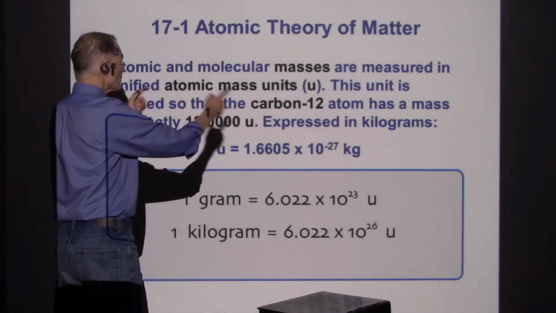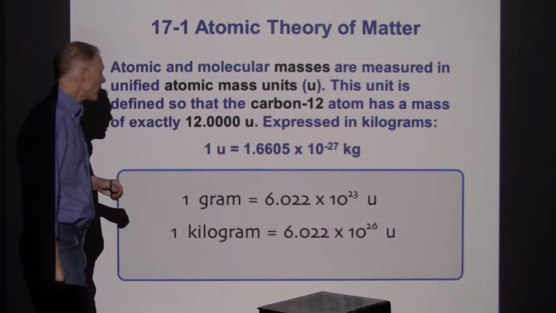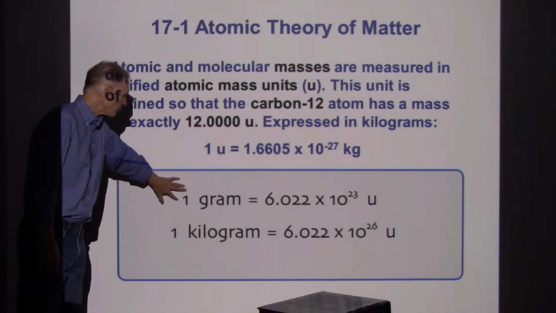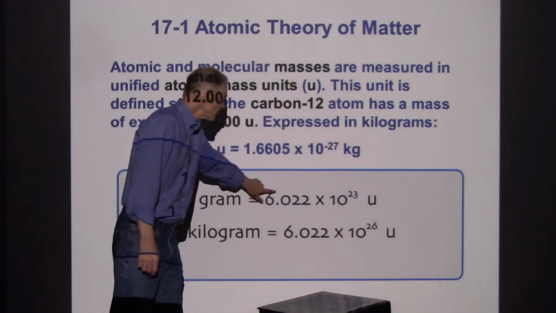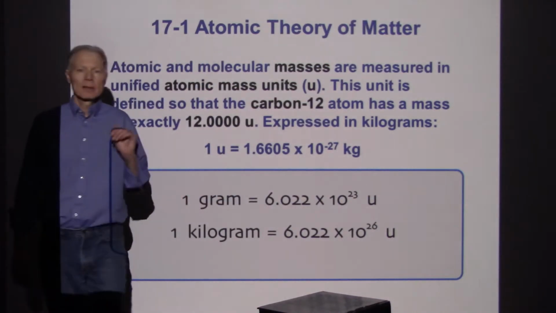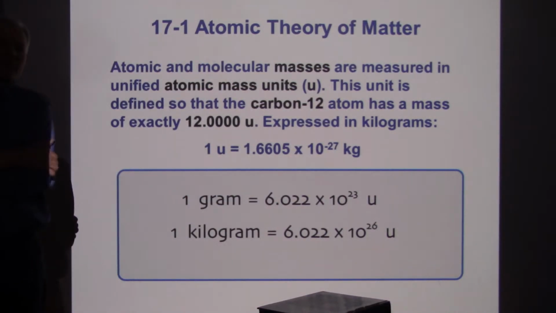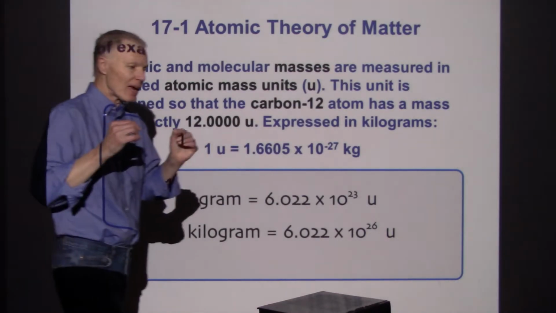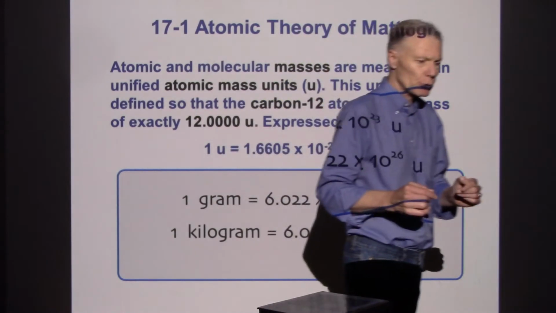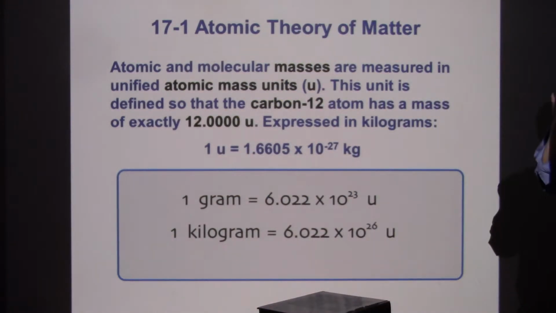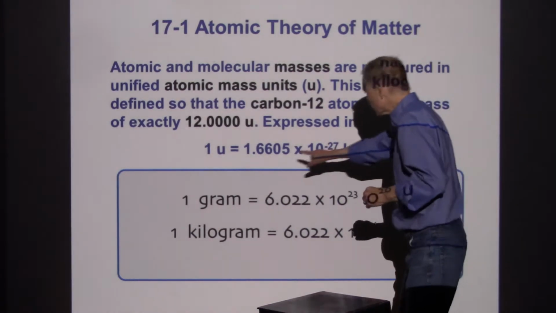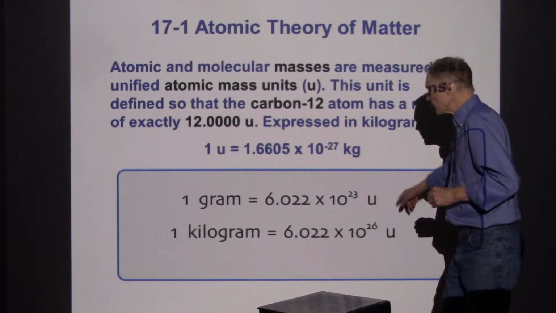If we take that number and flip it around, what we find is it's saying that 1 gram is equal to 6.022 × 10^23 atomic mass units. Anybody recognize that number? 6.022 × 10^23? That's Avogadro's number. So that tells us how many atoms or how many molecules are in what we call 1 mole. And we'll talk a little bit about 1 mole. Now, that's the conversion of grams into atomic mass units.